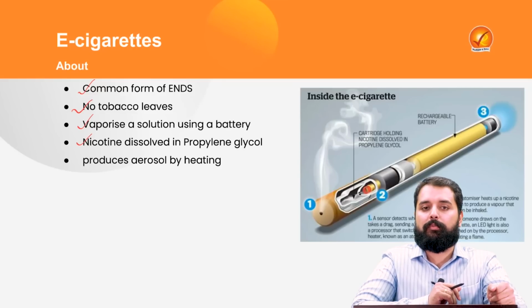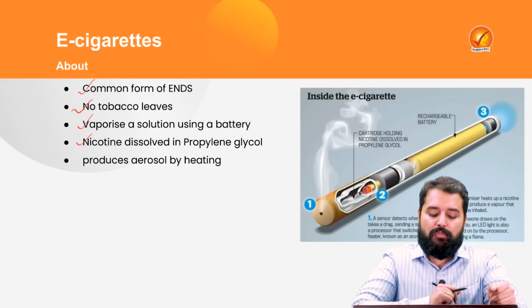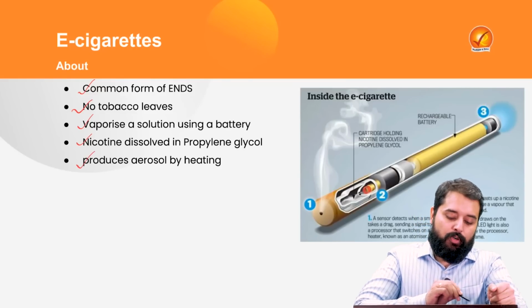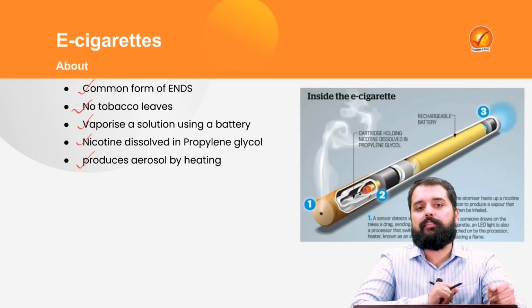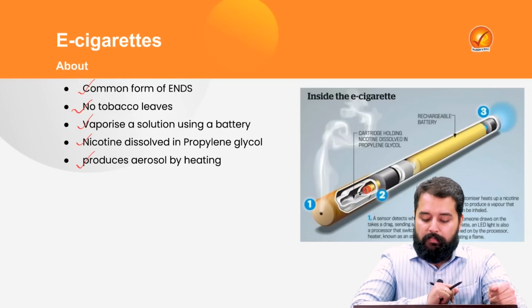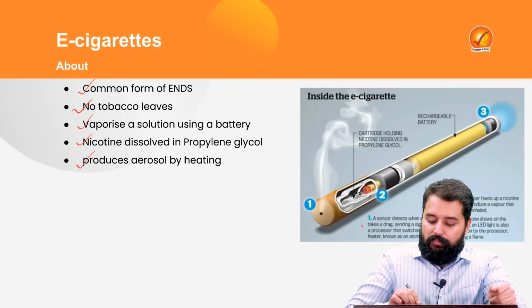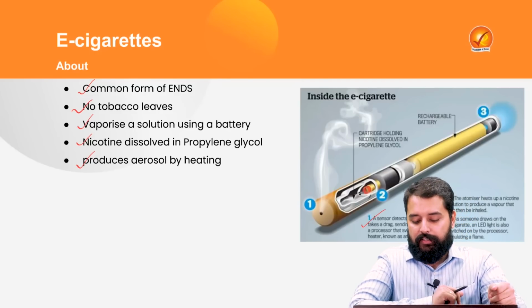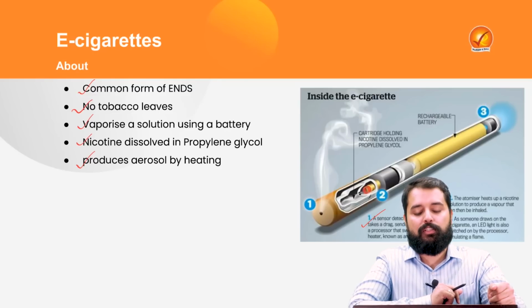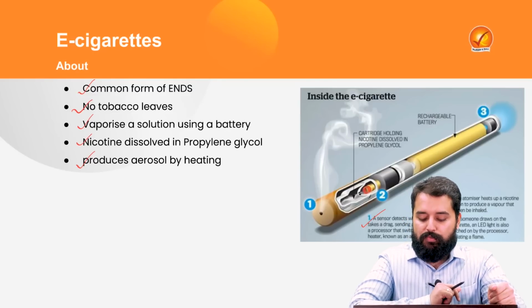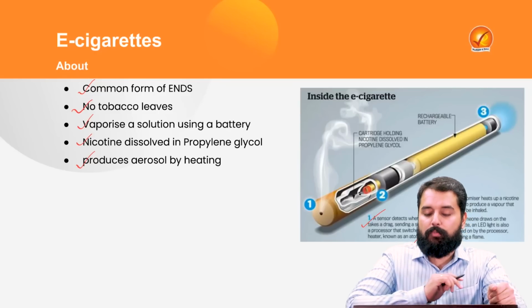It draws current from the battery and heats up the nicotine solution, and this produces an aerosol by heating, and this aerosol is finally inhaled. So, what does it consist of? There is a sensor in the e-cigarette. This sensor detects whenever a smoker takes a drag. It sends a signal to the processor that switches on the heater. This is known as the atomizer.